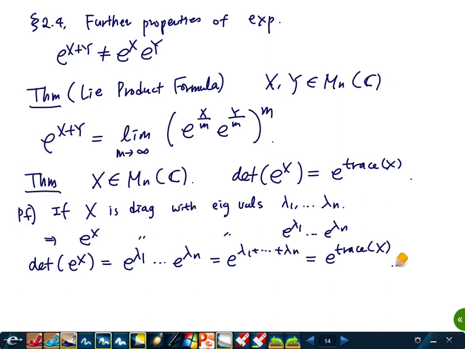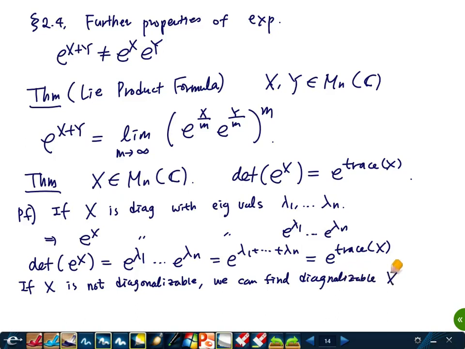What about the other case, where x is not diagonalizable? In this case, we can find diagonalizable matrices x_m, a sequence of diagonalizable matrices approaching x. This is a homework problem, so we'll do that.